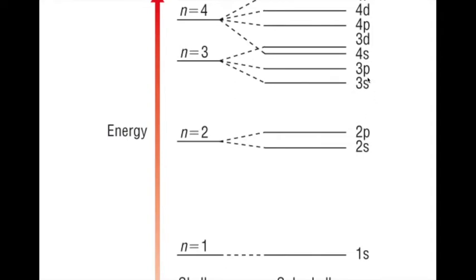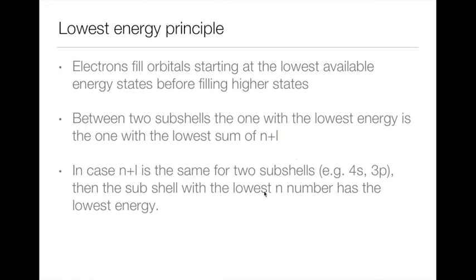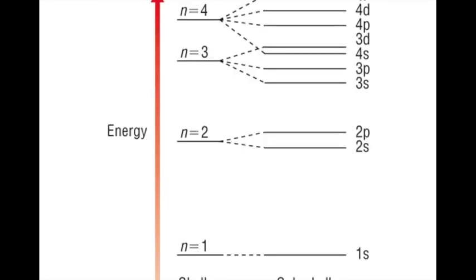But between those two, which have the same n plus l number, 2p has the lowest energy because it has the lowest n number. And therefore, by doing all this mathematics, we see that this is the order in which electrons will fill. So we start placing 2 electrons in the 1s, then 2 electrons in the 2s.